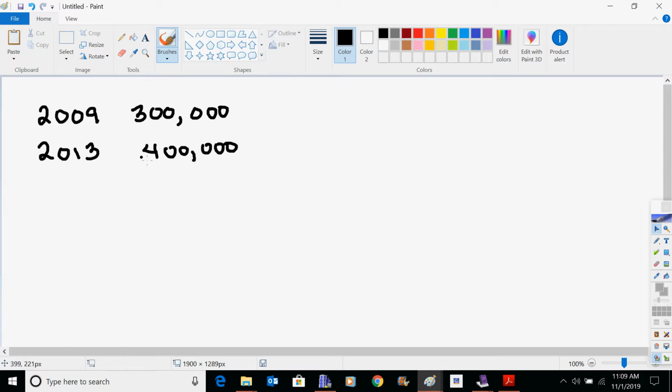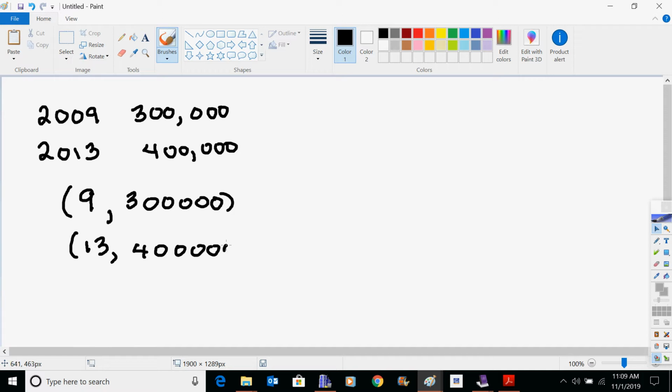So rather than saying 2009 and 2013, it's more convenient to represent the 2009 as a 9. We'll make one ordered pair out of the 9 and the 300,000, and another ordered pair out of the 13 and the 400,000. And we want to use that same process from yesterday to find an equation. So to find an equation, we need to first find the slope, right?